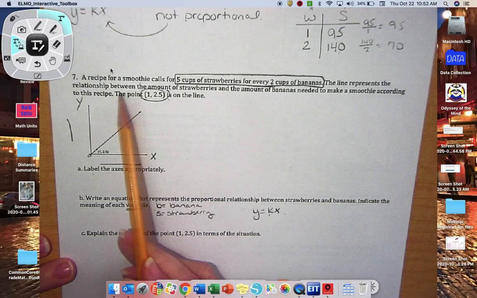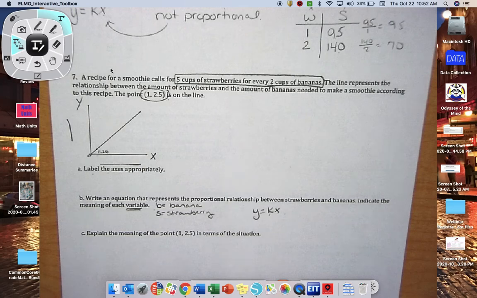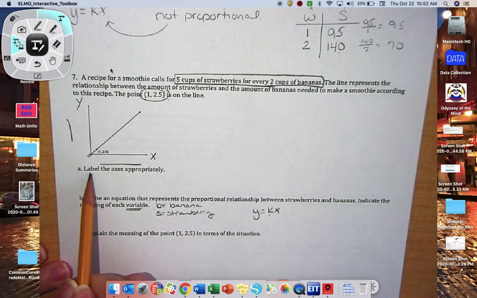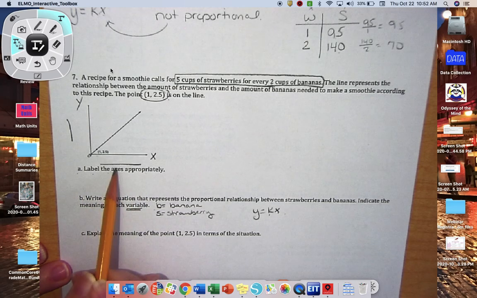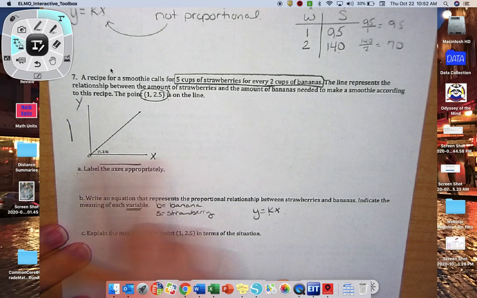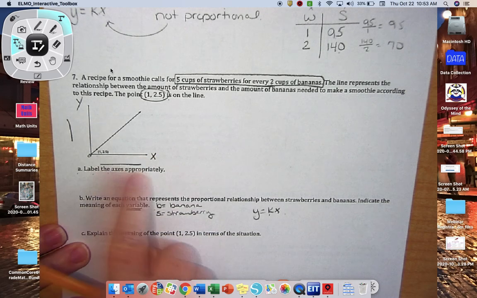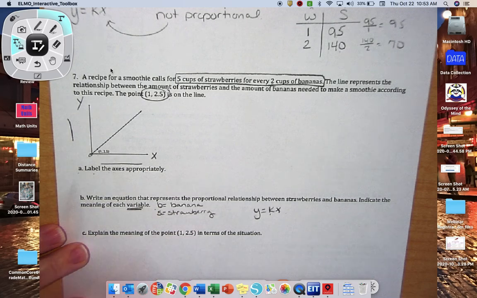I don't think it tells us it's proportional, but remember, goes through the origin, straight line, it's proportional. So letter A says label the axes appropriately. That means, you guys, we're talking about 2 different things here. We're talking about bananas and strawberries. I have to determine which axis is going to represent my bananas and which axis is going to represent my strawberries. So that's what A is telling you to do.